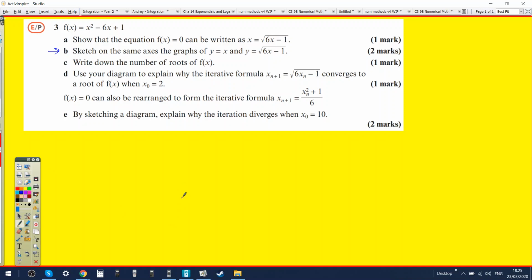I was about to ask in the actual exam, will I be able to use my graphical calculator, but that's not going to happen.